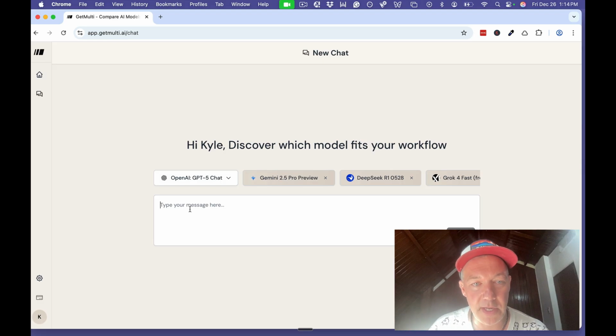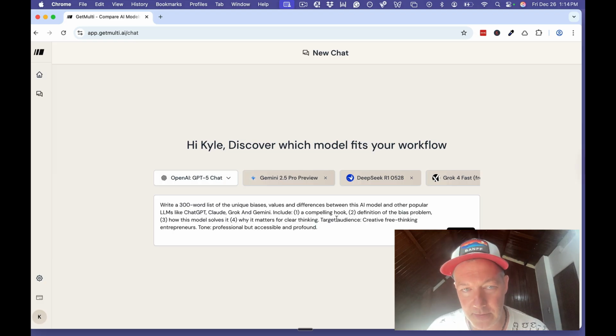So I want to share with you an easy prompt here that actually shows you the differences in the kind of brands of these different models and how they output. So I wrote a prompt here that basically creates a quick list of unique biases, values, and differences between this AI model, so asking each AI model specifically, and other popular LLMs like Claude, ChatGPT, Grok, and Gemini.